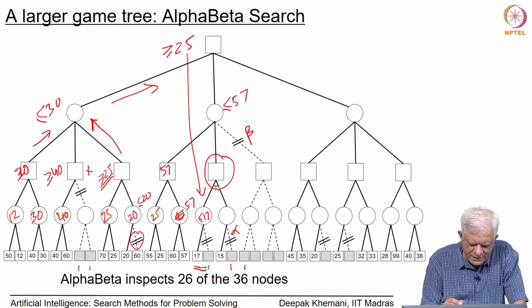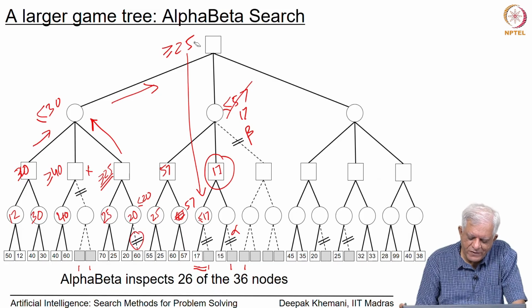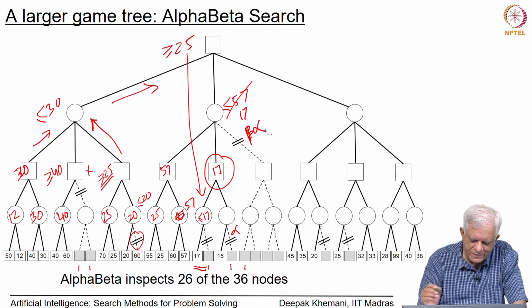This one is going to be less than or equal to 17, and the other one is going to be less than or equal to 15. So, we are not even interested here, and at most this can be 17 essentially. So, this 57 has gone down to 17, and again the root is interested in 25, and therefore this will be an alpha cutoff below that.